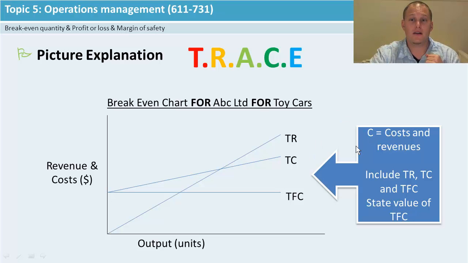Alright, chuck in your costs. So you can chuck in your TR. Note the TR always goes from this corner going directly up. The total fixed cost is always a straight line. And where the total cost and the total revenue intersect is going to be the break-even point.